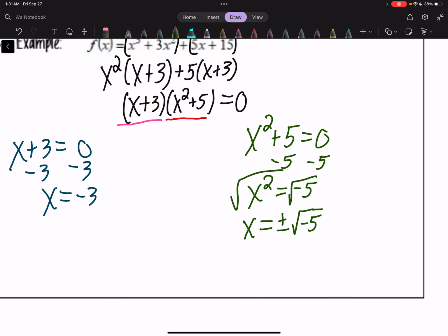You cannot have the square root of a negative number, so what we're going to do is pull the imaginary i, the square root of negative 1, out of this. So plus or minus i square root 5.